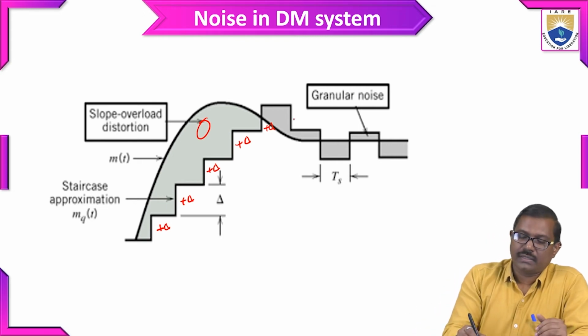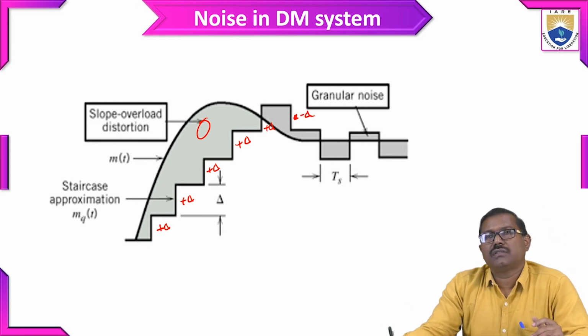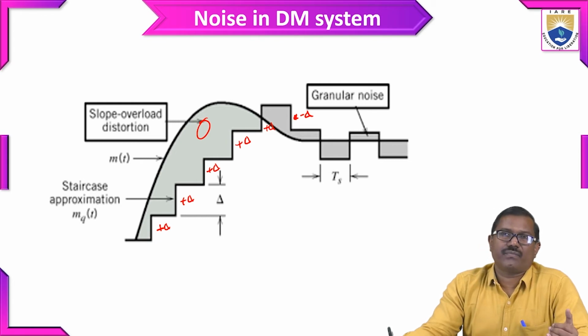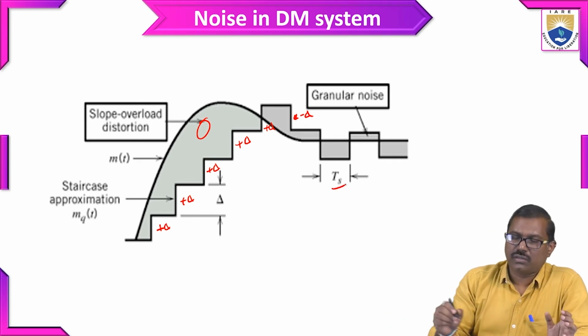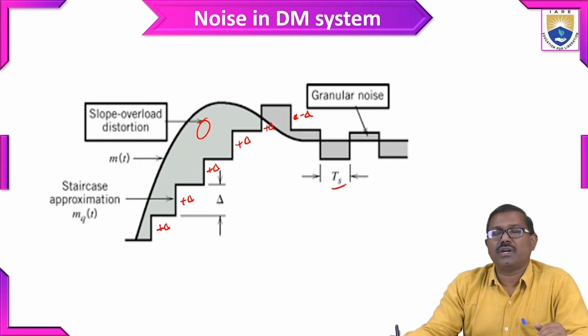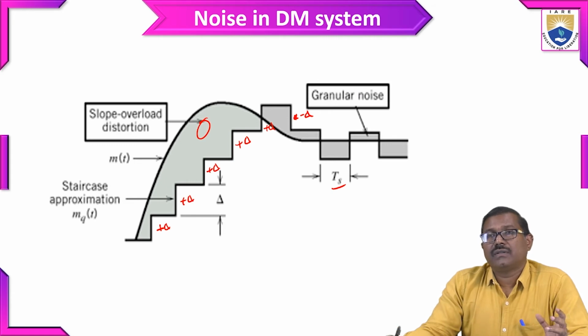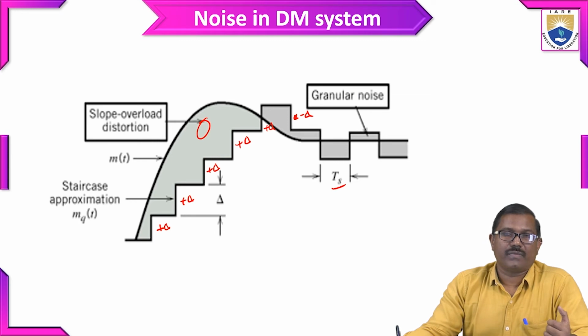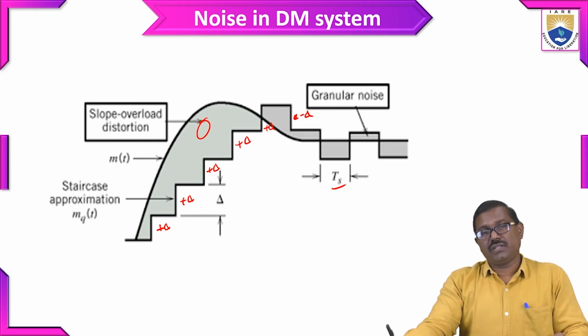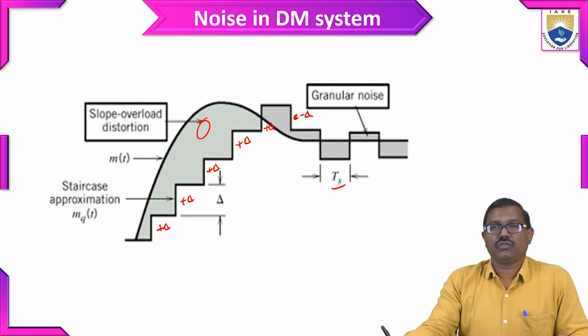So my staircase is above the message signal, so I am going to decrease my step size. That is minus delta. Here also the sampling time matters. Why? Because initially we discussed delta modulation. Here we are going to oversample. The oversampled version is used here, so the sampling frequency is greater than or equal to 2 FM.